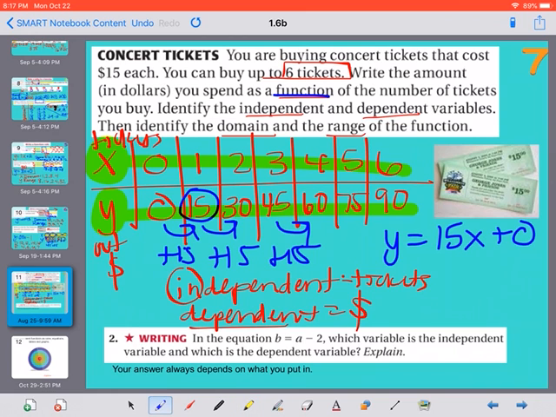Very last question, it says, in this equation, which variable is the independent variable and which is the dependent variable? Well, we don't know what b is, but if I know what a is, could I figure out what b is? So a is going to be our independent variable because it's what you would plug into your equation. B would be our dependent variable because B depends on what you plug in for A.